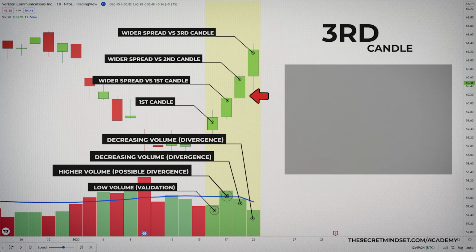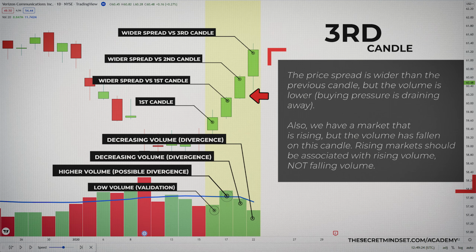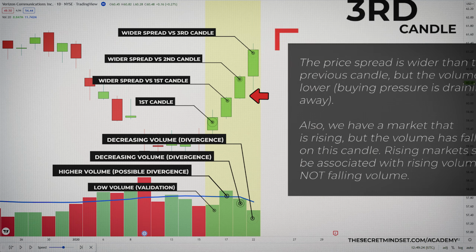During the third candle, the price spread is wider than the previous candle, but the volume is lower. The buying pressure is draining away. Also, we have a market that is rising, but the volume has decreased on this candle. Rising markets should be associated with rising volume and not falling volume.